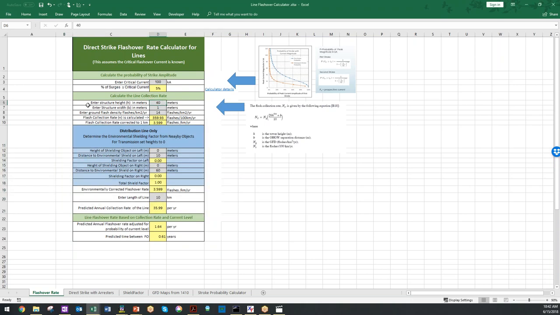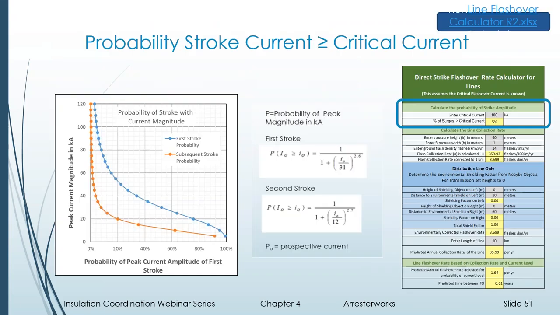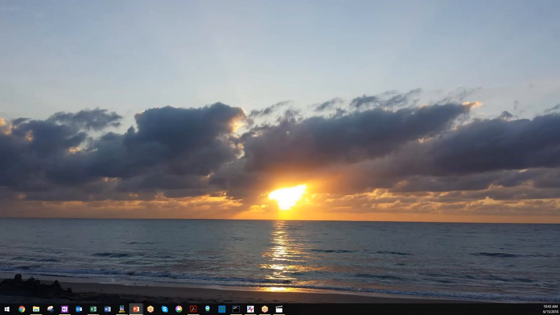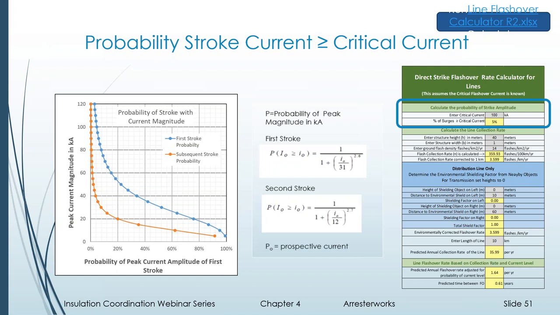If we just assume in this case here, we had a 40 meter tower, maybe we should go back and use the real numbers. If we assumed a critical current of 100 kA in this case, the calculator goes in and looks at this probability curve, and it says the probability of a 100 kA stroke for the first stroke is about 5%. But for the second stroke, it's a little bit lower. Sorry for the confusion here, but I'm going to see if I can do this one more time here.